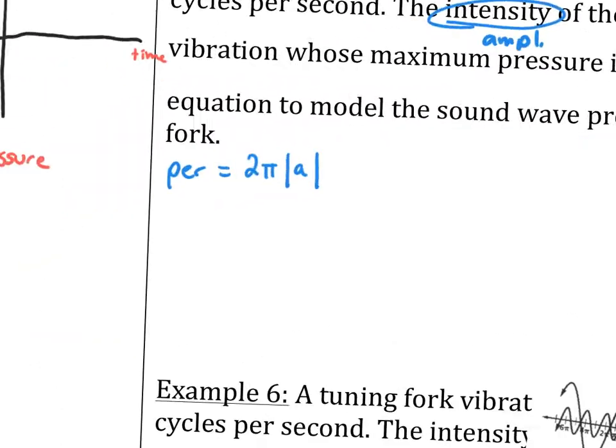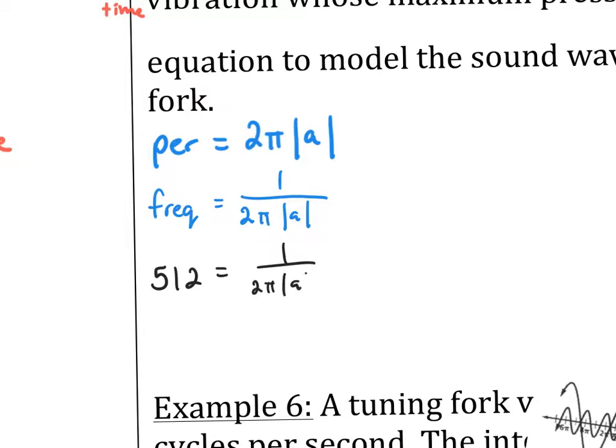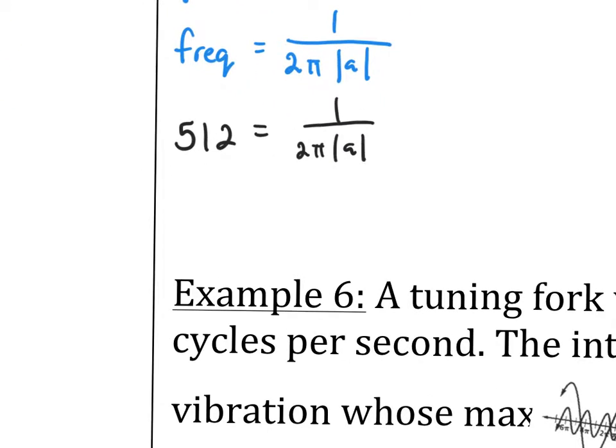Okay, now we know that frequency is the reciprocal, so it's going to look like this. And now, using the information from the word problem, I'm going to substitute 512 in there to get 1 over 2 pi times the absolute value of A. Now we're just going to quickly do the Jimmy Jig. This here replaces with this, kind of like Freaky Friday. So the absolute value of A is equal to 1 over 2 times pi times 512.